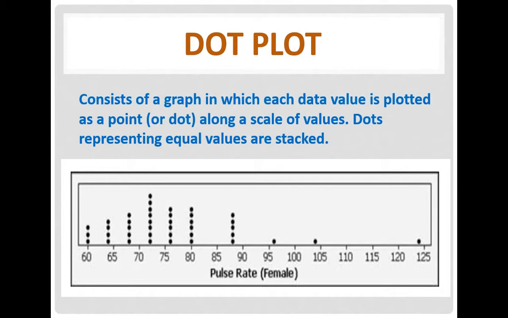So again, by definition, it consists of a graph in which each data value is plotted as a point or a dot along a scale of values. Dots representing equal values are stacked. Okay, so notice again, I still have this axis label here. And actually, this one from the book will get a minus 1. What's this graph on the board missing? Title. I put that in your notes, right? So in your notes, you have the title, okay?